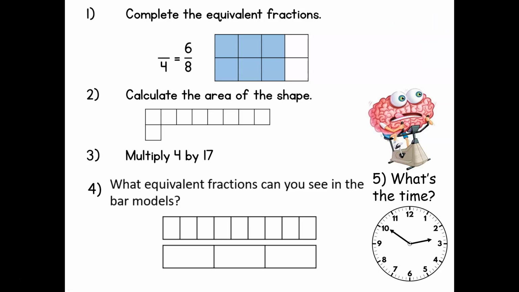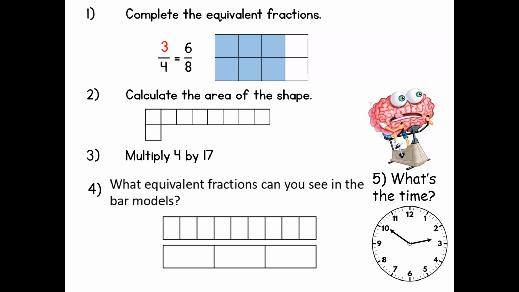Question 1 asks us to examine the illustration and complete the equivalent fraction. We can see the bar has been divided into 8 equal parts and 6 of those have been shaded. What other fraction can we see? 6/8 are equivalent to 3 parts of 4. Can you see that? So the answer is 3/4.